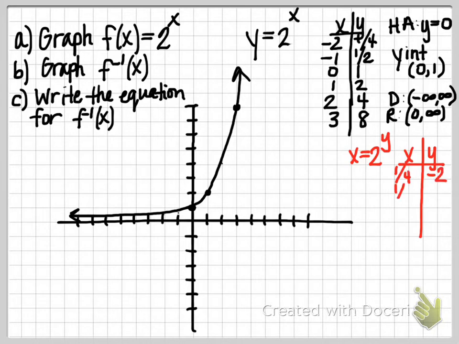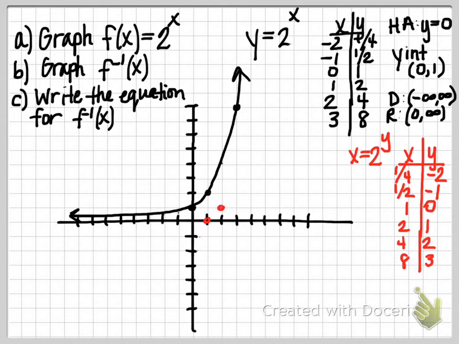And so just interchanging all x and y values, we'll have 1/2, -1, 1, 0, 2, 1, 4, 2, and 8, 3. So just interchanging x and y yields my new table of values, and this is going to help us generate the inverse. So let's go ahead and plot those points. And again, I recommend doing that in a different color.